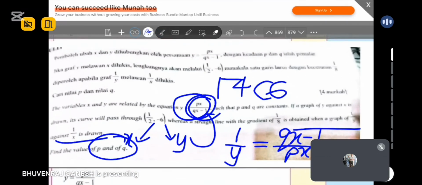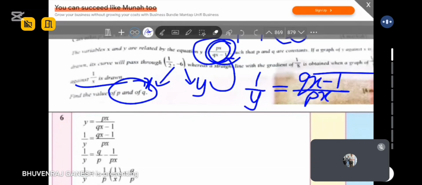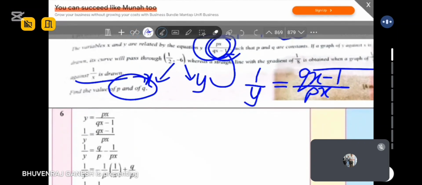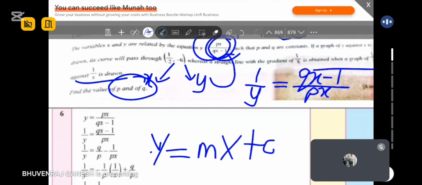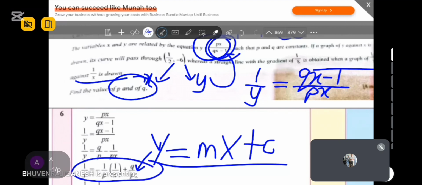Now you can simplify until you get y equal to mx plus c. Can you see that, guys? The equation is in this format, correct? So now, may I know what is your gradient? What is your expression for gradient based on this equation? Yes, negative 1 over p.